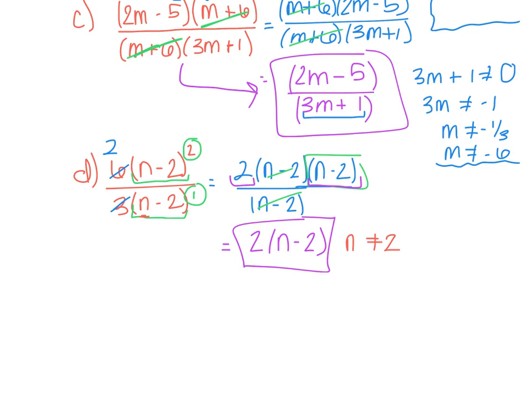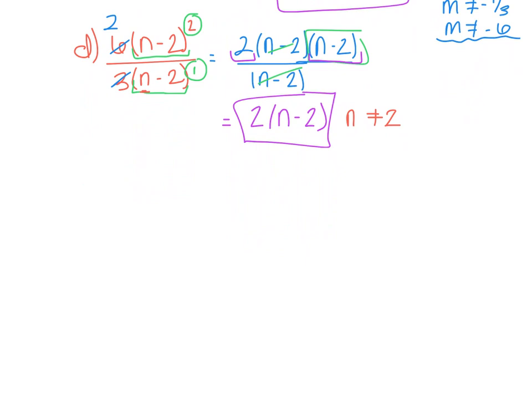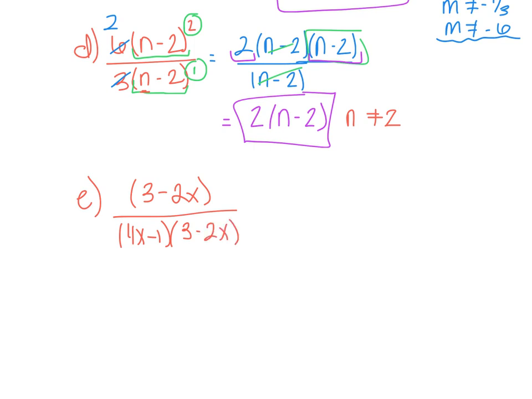Okay, let's look at another example here before we move on to one more type of problem. All right, so this will be a pretty fast one. So we've got a numerator of 3 minus 2x divided by 4x minus 1 times 3 minus 2x.